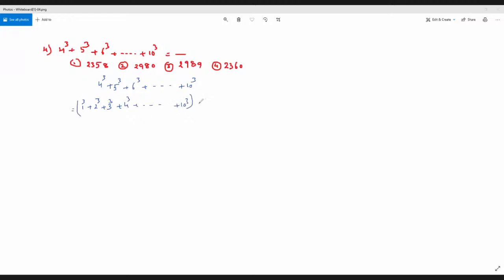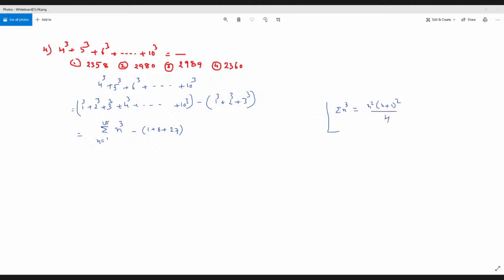Here 1 to 3 is an additional value. So minus 1 to 3: 1 power 3, 2 power 3, 3 power 3. Remaining same terms, plus 1 to 3 minus 1 to 3. Then we get the given data 4 to 10. In this, 1 to 10, clearly it is sigma n power 3, but with n value 1 to 10, the sum of 10 terms. Sigma n power 3 minus 1 plus 8 plus 27. Now it is sigma n cube. Already we know the sigma n cube formula: n square into n plus 1 whole square by 4.